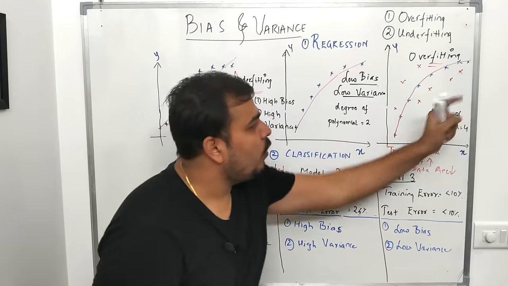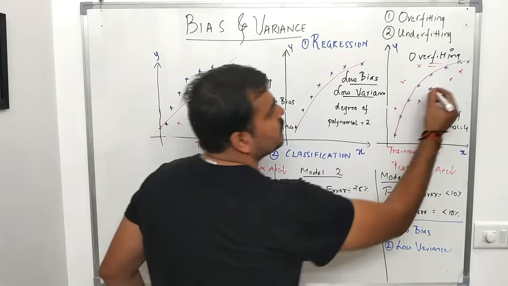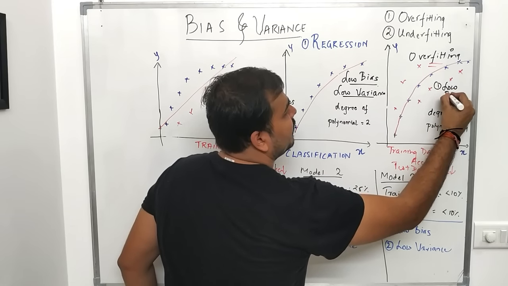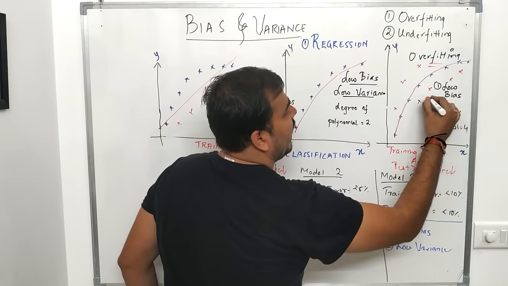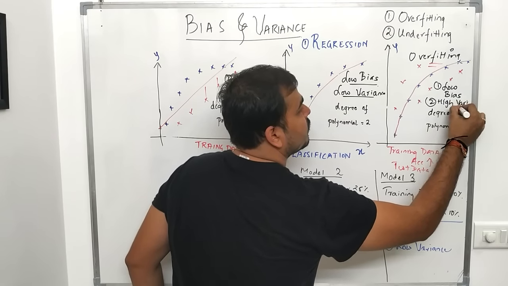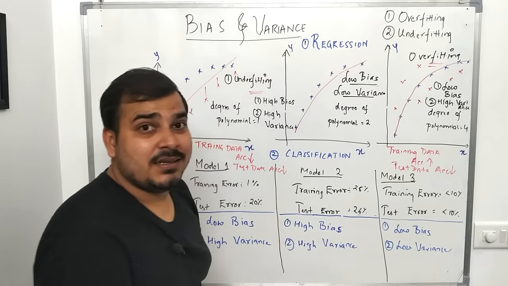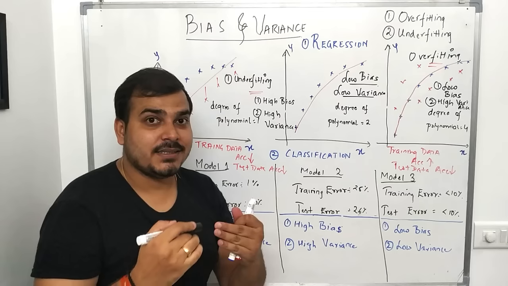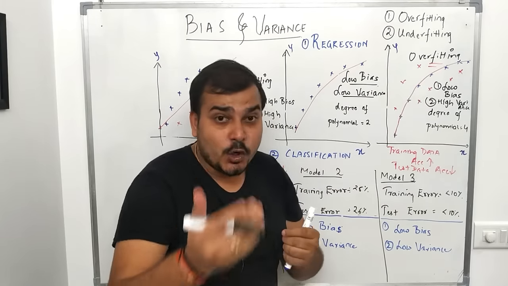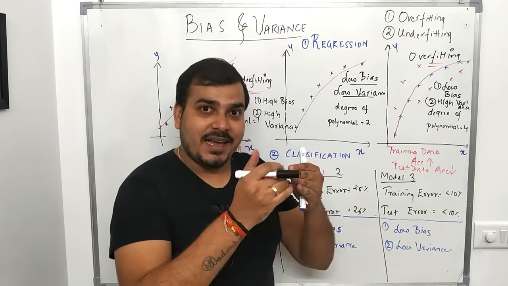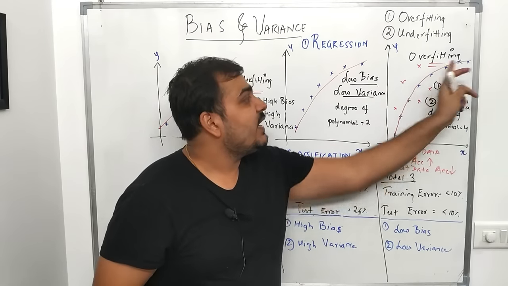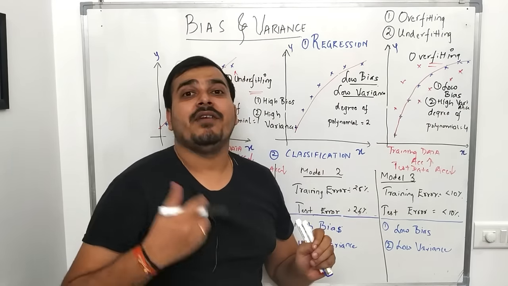Now let's go back to overfitting. In this scenario, I will be saying that I have low bias and high variance. Why low bias? Understand, for the training data the error is less, and we denote the training error as bias. Since the error is less, we call it low bias. But for the test data we are getting a huge error, so we call it high variance.